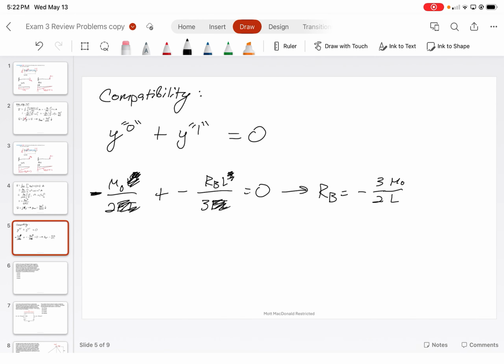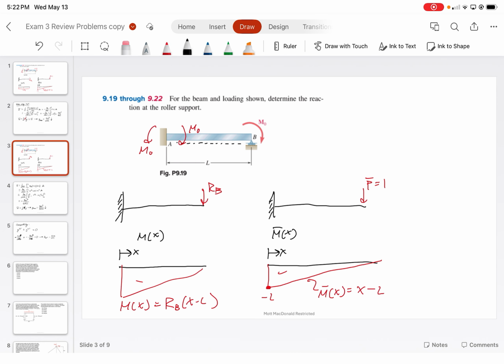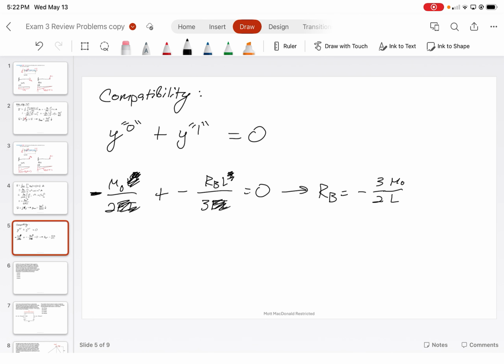All right, now what does that mean about RB being negative? Which assumption did we use for RB? We assumed RB was going downwards, right? But because we got a negative value, that tells us RB is actually going upwards. So this negative value means that RB is equal to 3M naught divided by 2L going upwards, and that is the reaction.